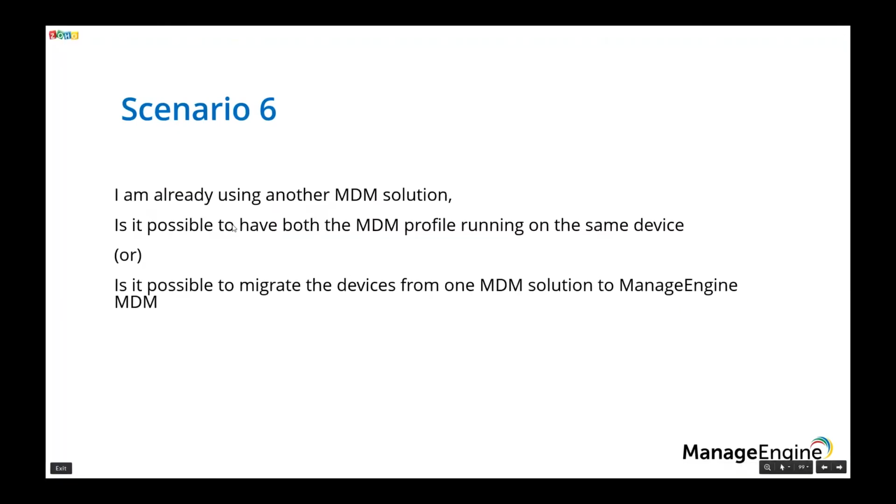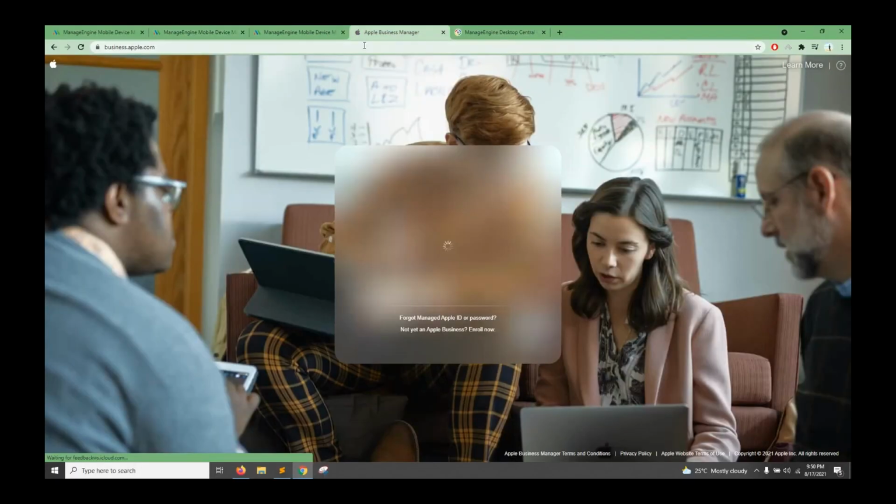And the sixth scenario, let's say you're already using an MDM solution. Is it possible to have both the MDM profiles running on the same device, or is it possible to migrate? And yes, you need to understand you cannot have two MDM profiles on the same device for management. And yes, it is possible for you to migrate from your MDM solution into our MDM without losing any data. So this is possible for Android devices. For Apple, if it is a corporate device, you might need to remanage them through Apple Business Manager or Apple Configurator. So we do have specific help articles which might be helpful for you to know about the migration process.